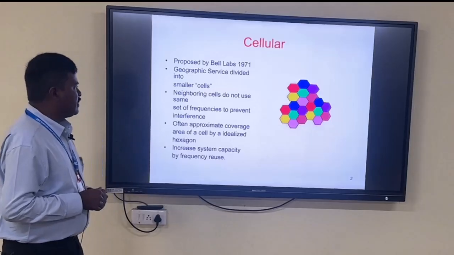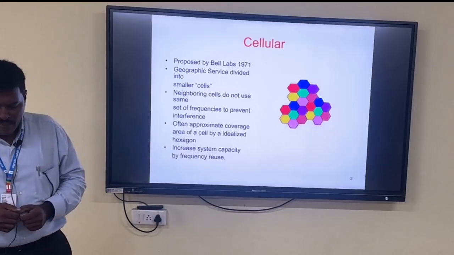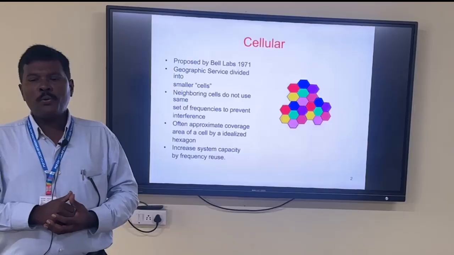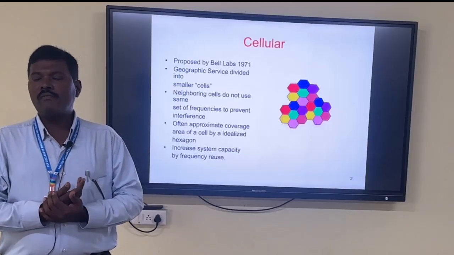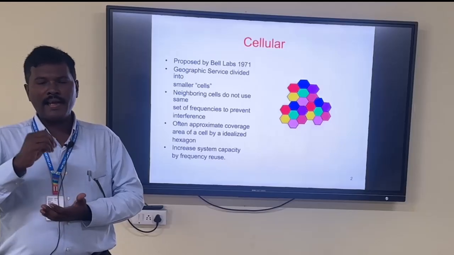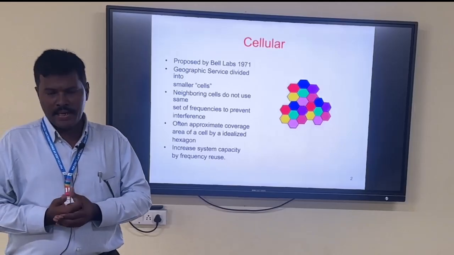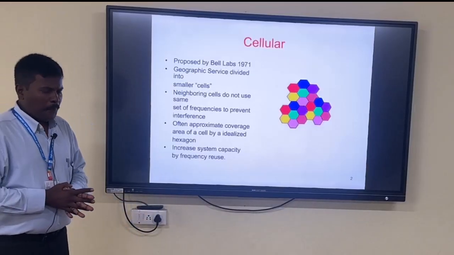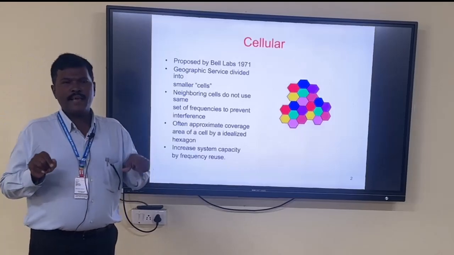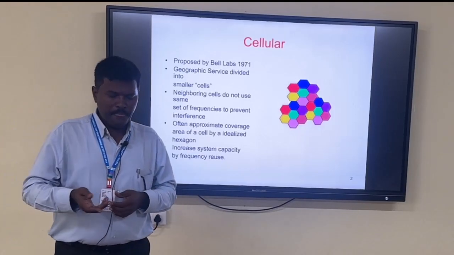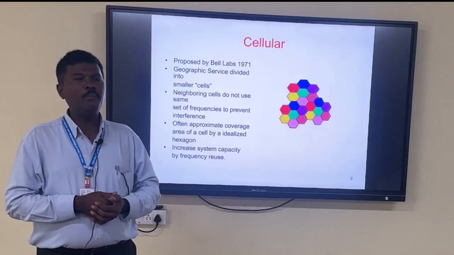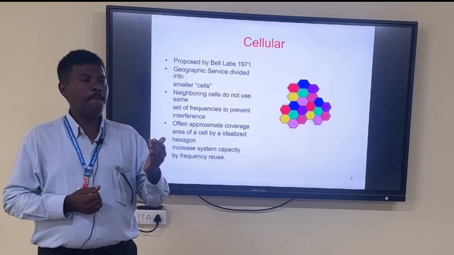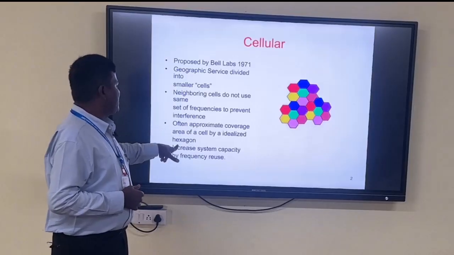And the next one is the approximate coverage area. Normally the cell size is said to be circular. For the approximate coverage area of the circle, we come up with the idealized hexagon. That is the shape for the cell, so that we can analyze it very easily. Next we will see why we choose the hexagon. We can choose a number of shapes, for example a triangle or a square, but for the coverage area, the maximum idealized shape is the hexagon.